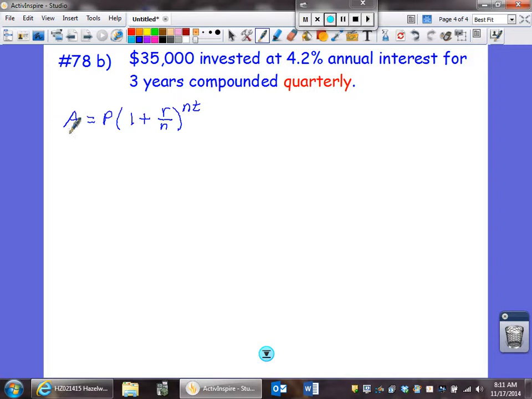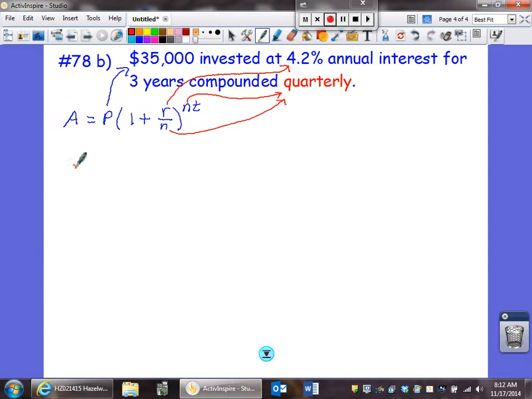In this case, A stands for the amount of money you'll have after all of this compounding interest has been completed. P is the amount of starting money you will have, which is going to be $35,000. R is your interest rate. Remember, R is 4.2%, but you must change that to a decimal, which is 0.042. And N is your compounding. This time, we're going to compound it quarterly, which means 4 times a year.